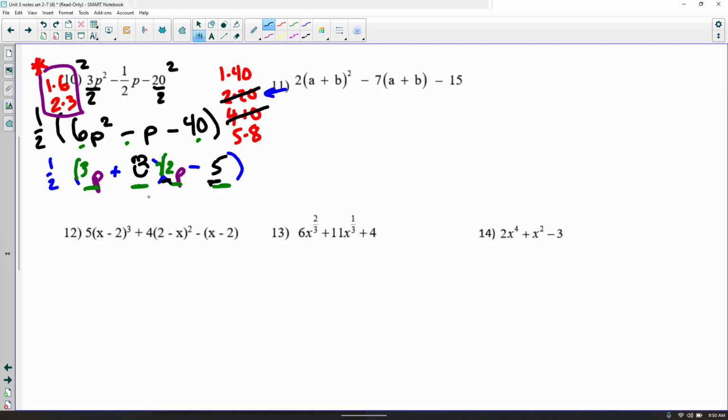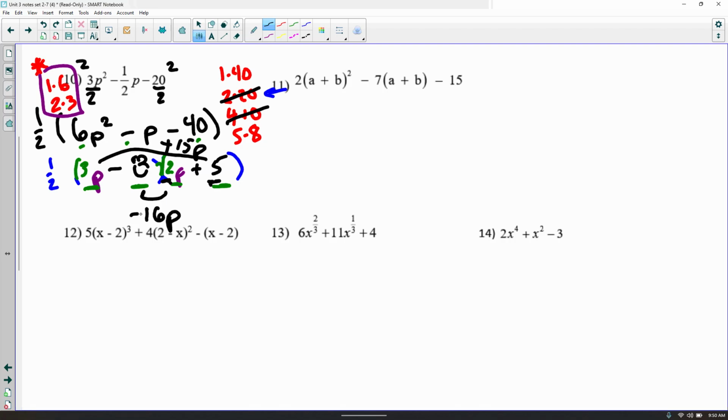What is 8 times 2? 16. What's this one? And what do you get when you put 16 and minus 15 together? I get a positive 1p. So I've got the right number, wrong sign. So all I have to do is switch the signs. Here it is.